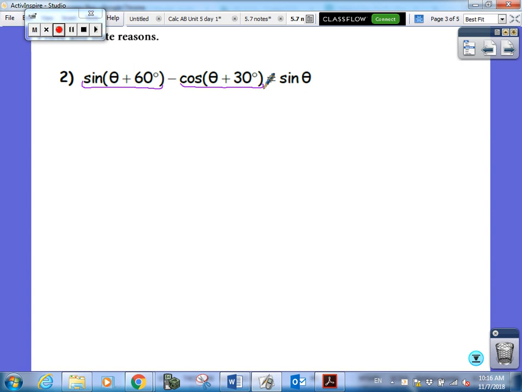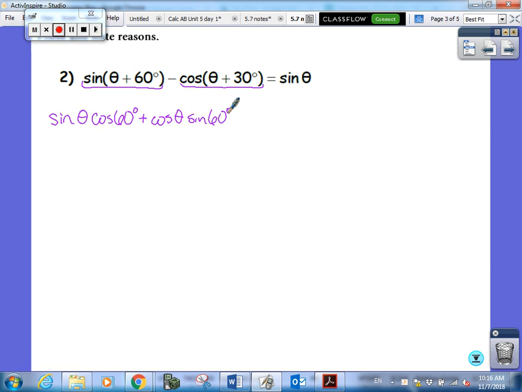Theta plus 60 is not cofunction. There's no 90 or pi over 2, so we have to expand. Just looking at my identities, that's how I'm expanding this, straight off my identities. Sine theta, cosine 60 degrees, plus cosine theta, sine 60 degrees.